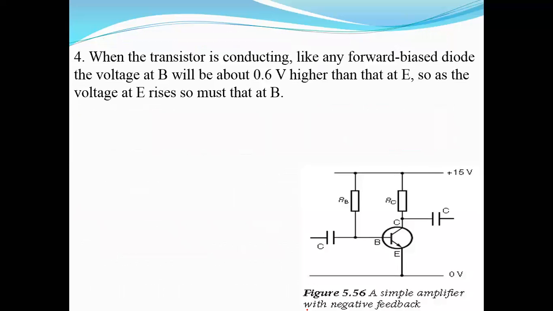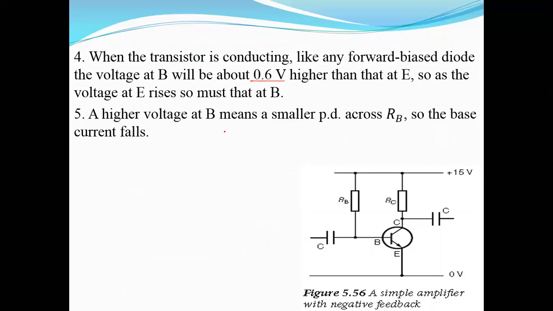The fourth one: when the transistor is conducting, like any forward biased diode, the voltage at the base will be about 0.6 volt. Okay, higher than that. If it's less than 0.6 volt, the conduction will not happen. It must rise above 0.6 volt. So as the voltage at the emitter rises, so must that at the base as well.